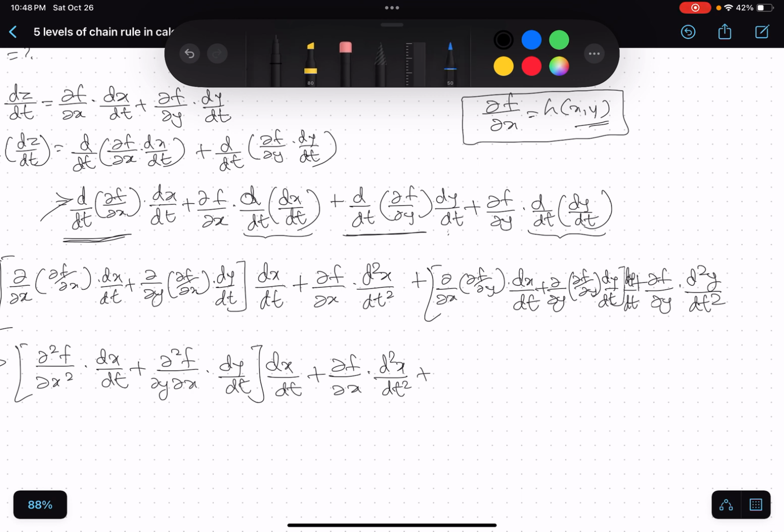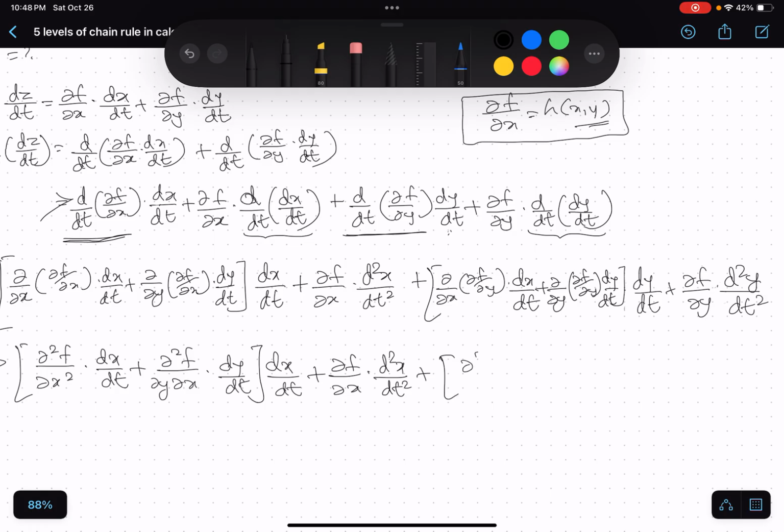I'm actually messing this up, and I just hit that. Okay, so over here we also have dy by dt, and then this is partial f by partial y times d square y by dt square. Okay, good.